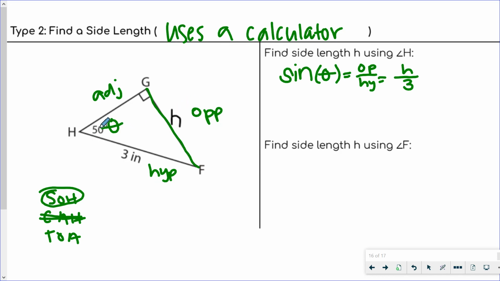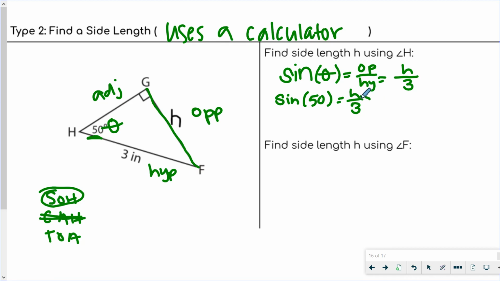Well, here's the deal. We know what theta is now. Theta is 50 degrees. So I'm going to rewrite this as sine of 50 degrees, or the sine of that angle measure, gives me h over 3. I can treat sine 50 just like I would 5 plus 10 or square root or squared, right? So I can do math from here to get h by itself.